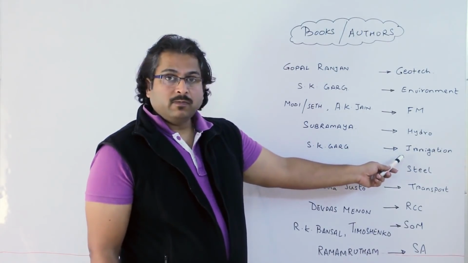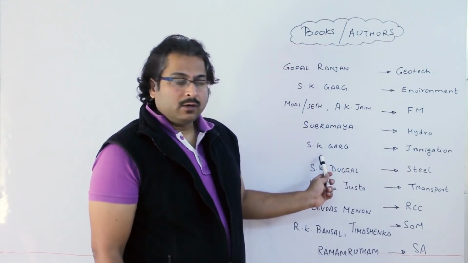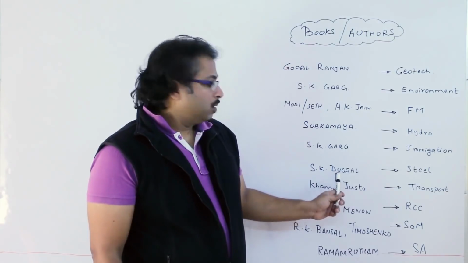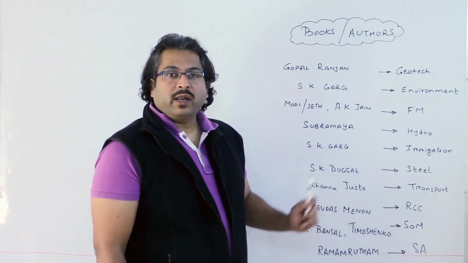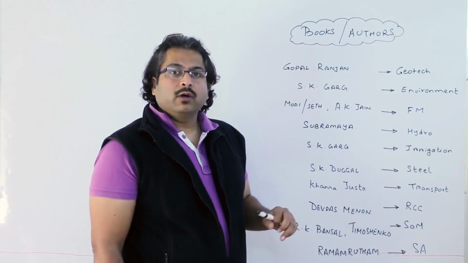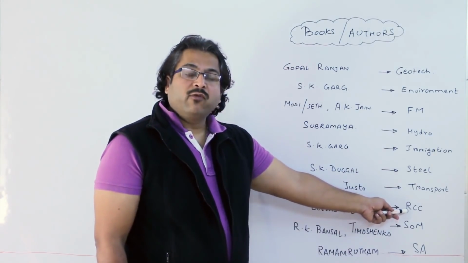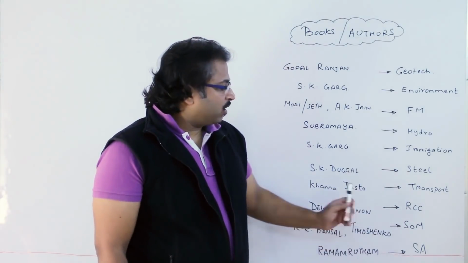For irrigation, again, we are back to S.K. Garg. For steel structures, S.K. Duggal. For transportation, Khanna and Justo. It is a very old book, but very effective. RCC, reinforced cement concrete: Devdas Menon.